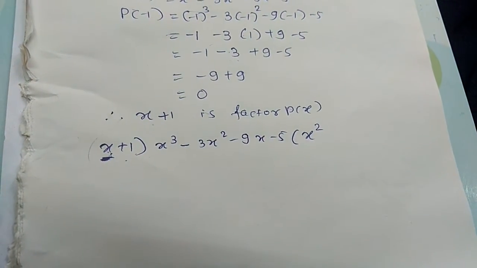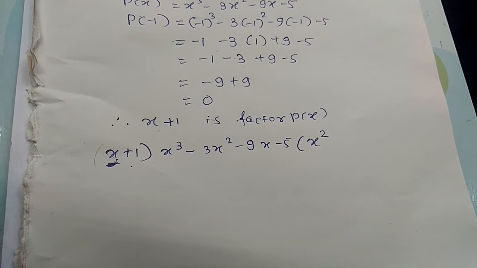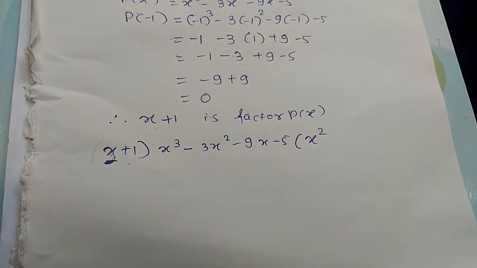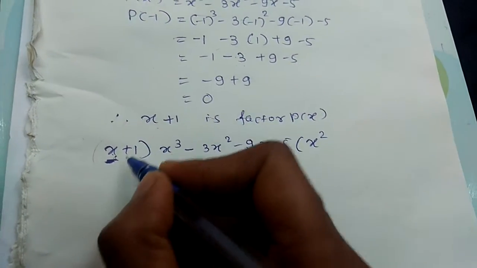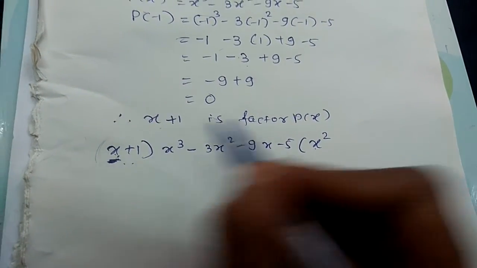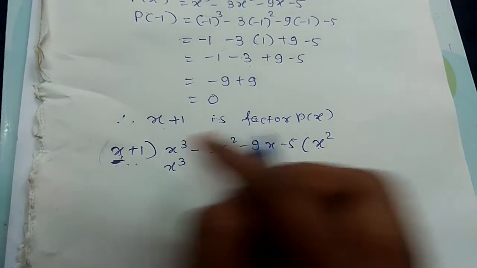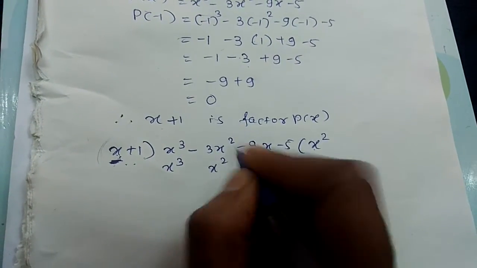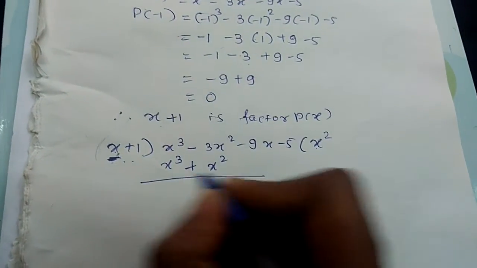As we do in the division of numbers, we take only the first digit. If the first digit is not divisible, then we take the second digit. Same here, you have to try to eliminate the first term. So x into x square, then you have to multiply each term with this quotient. x into x square is x cube, 1 into x square is x square, plus sign, so it will be plus. Then you have to subtract this.